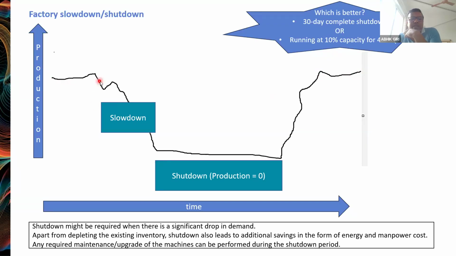Now, can anyone tell me why we need to go for this gradual slowdown? Why can't we directly move from this level to zero production? And on the other hand, when we are resuming production, why are we gradually moving from zero to the normal level of production? Why can't we do that within a particular day? Can anyone answer that?